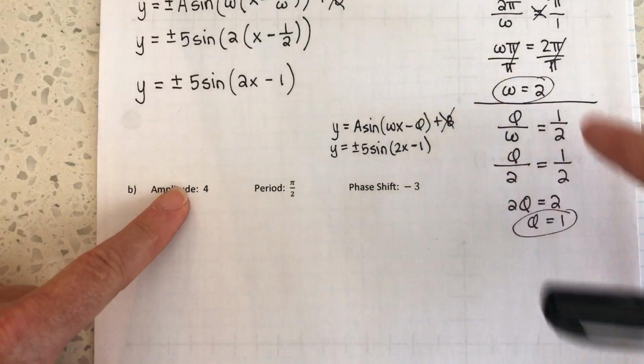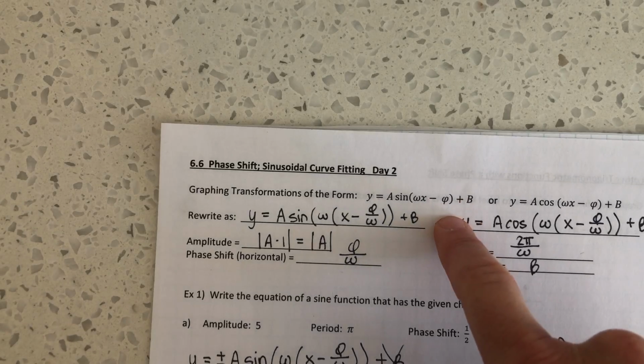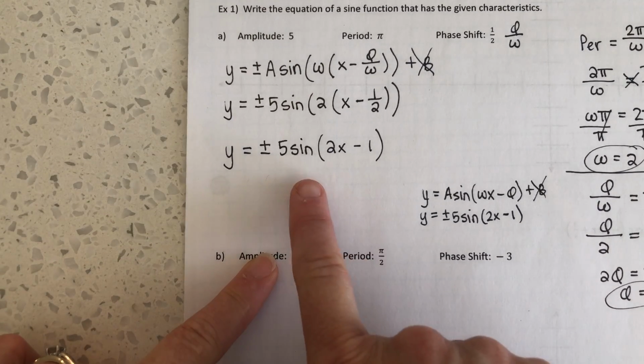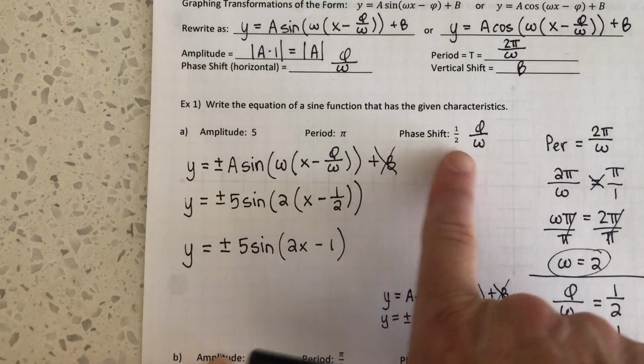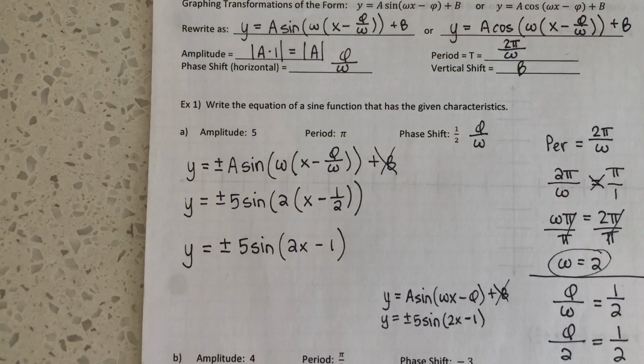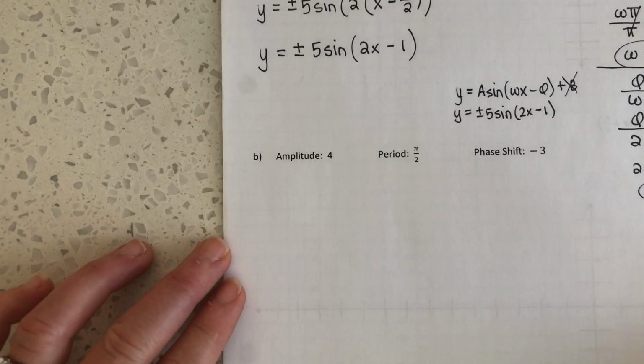If you want to solve for omega and phi and plug them into the original equation, or whether you want to start with this equation and find omega, and then you can use the phase shift, phi over omega, okay? All right, let's try another one.